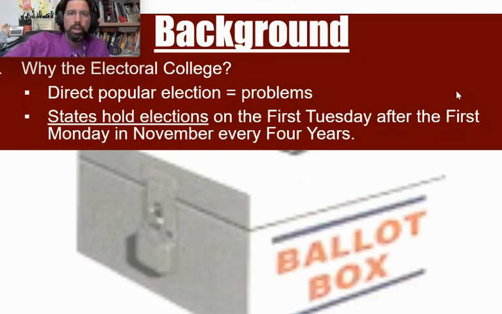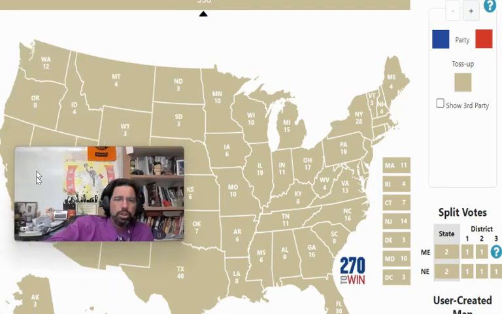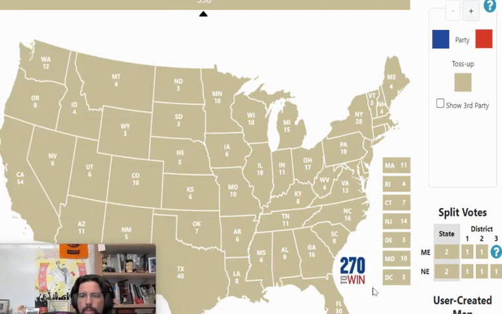This is the presidential election. So the states actually hold the elections. This is the electoral map. This is the only map that matters on election day. There are 538 electoral votes out here. This represents all the seats in Congress, 100 plus 435, plus 3 seats for the District of Columbia, Washington, D.C.